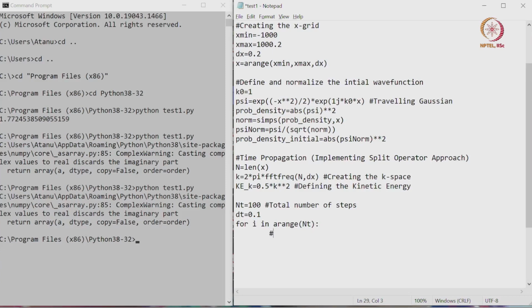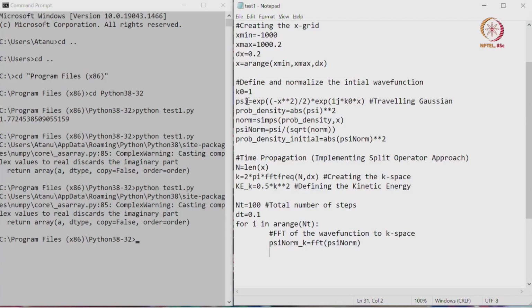So the first thing in this iteration is that we have to Fourier transform the wave function. When you do the Fourier transform of the wave function to k space, we get psi norm in the Fourier space, which is nothing but the FFT of psi norm. So psi norm underscore k is representing the wave function in the Fourier domain.